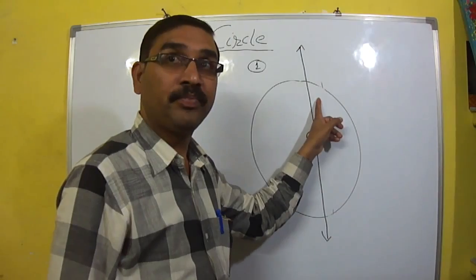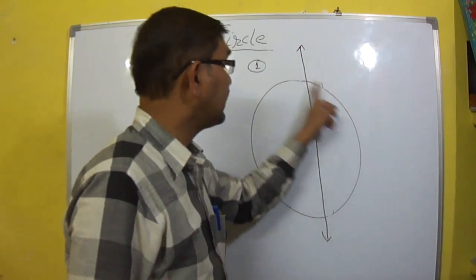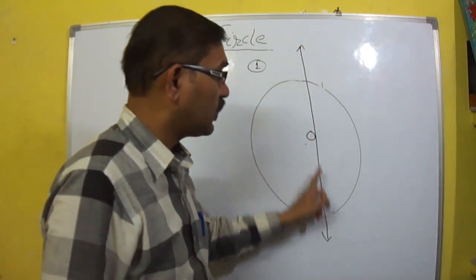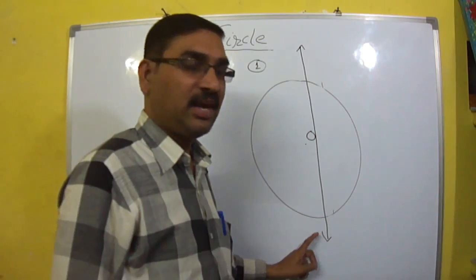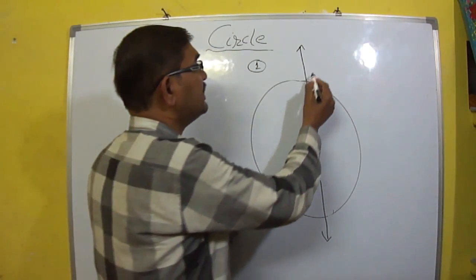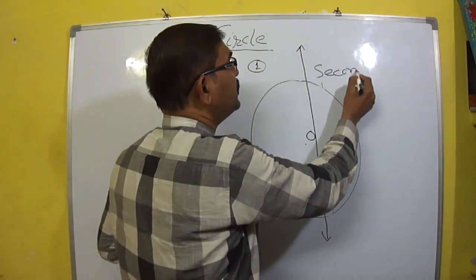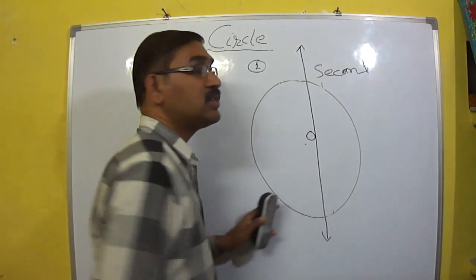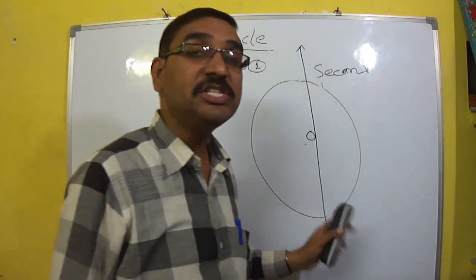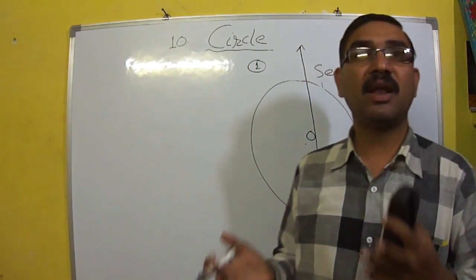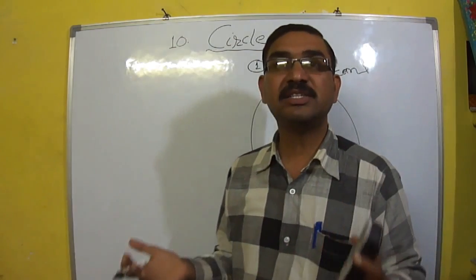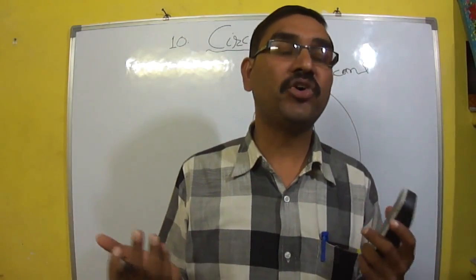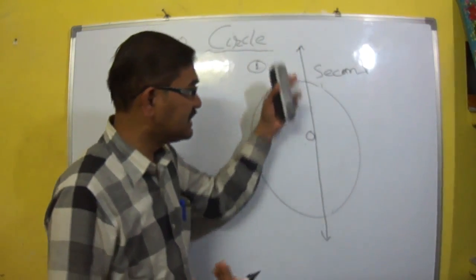जब कोई लाइन सर्कल को इंटरसेक्ट करती है तो इस लाइन को क्या कहेंगे? सेकेंट कहेंगे. This line is called the secant. The line which is intersecting is called secant of a line. This is a secant of line.